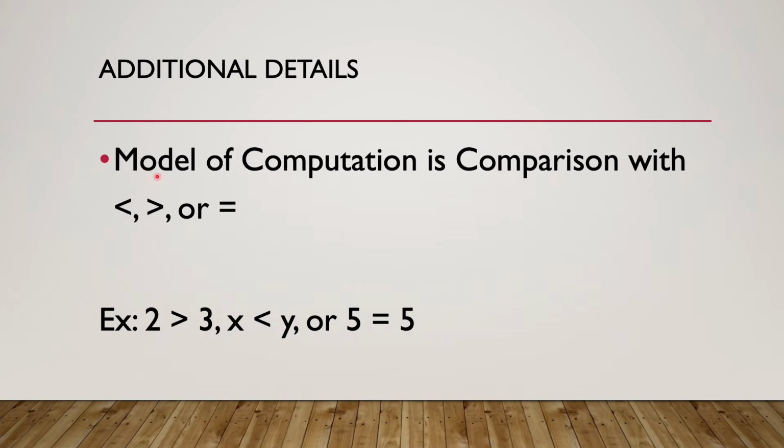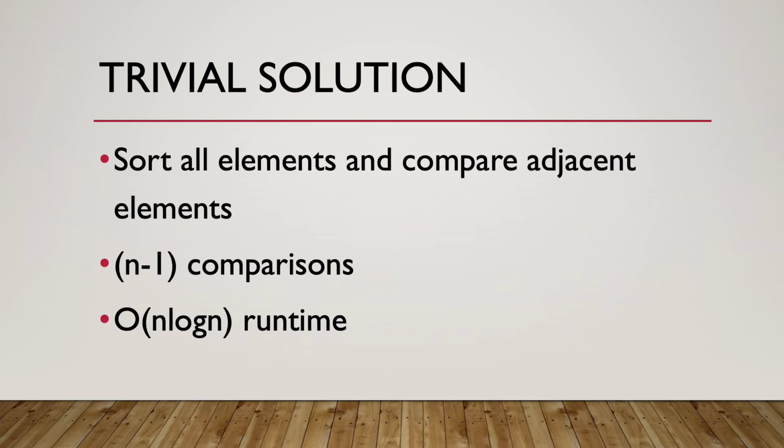Some additional details: our model of computation is comparison, so we have greater than, less than, or equal to. Some examples: comparing 2 to 3, x to y, or saying 5 equals 5. The trivial solution for this is to sort all the elements and compare adjacent elements. This will give us n minus 1 comparisons, and a big O notation of n log n runtime.